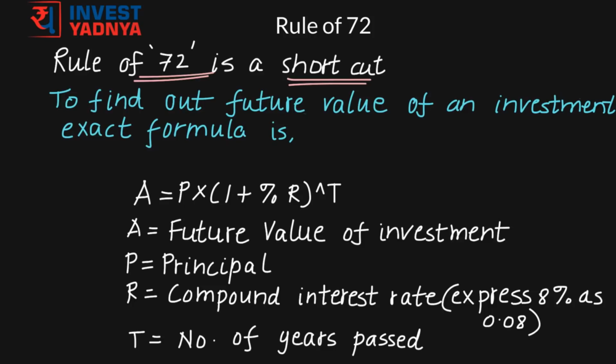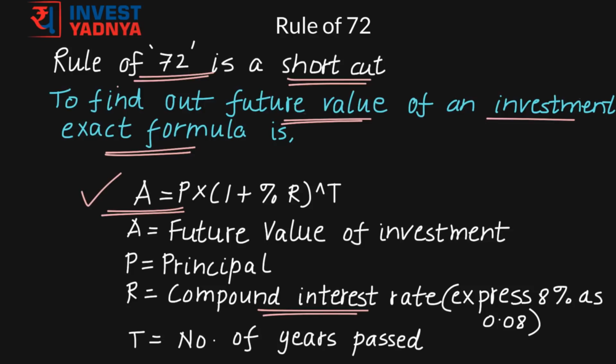It is an approximation. But the exact formula which statisticians use to find out the future value of an investment, if you know the compound interest rate offered by an instrument, is this that you see in front of you. Now we are not showing you this formula to complicate things, but this is just for your information. And we would continue using the rule of 72 to find out the number of years it will take for your investment to double if you know the compound interest rate.